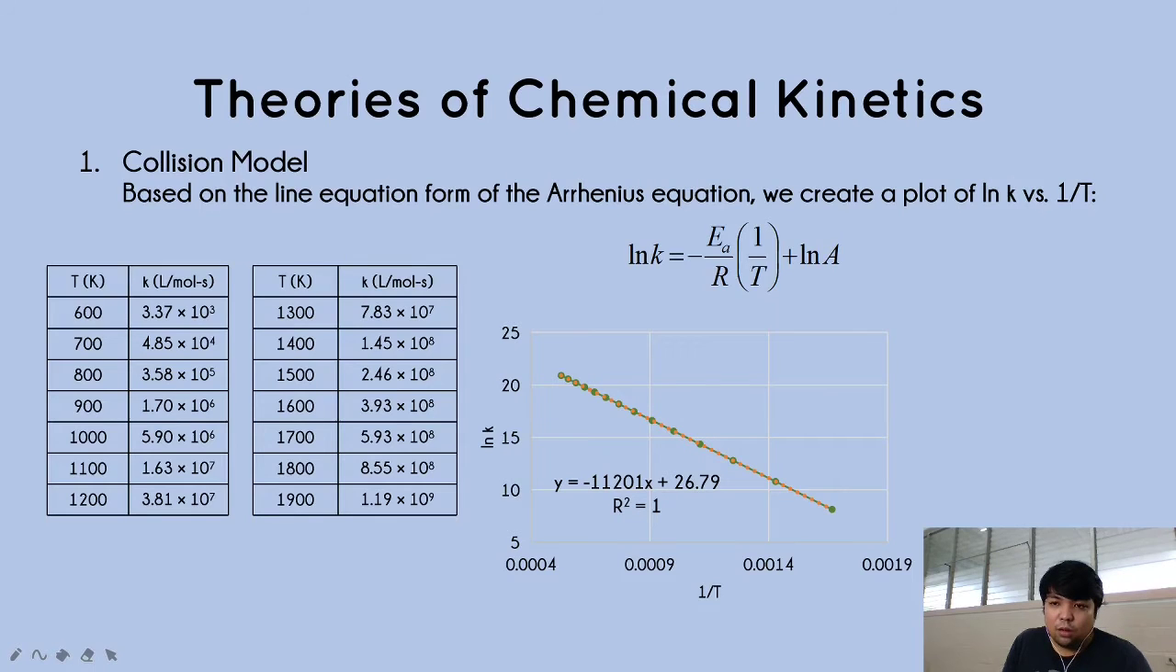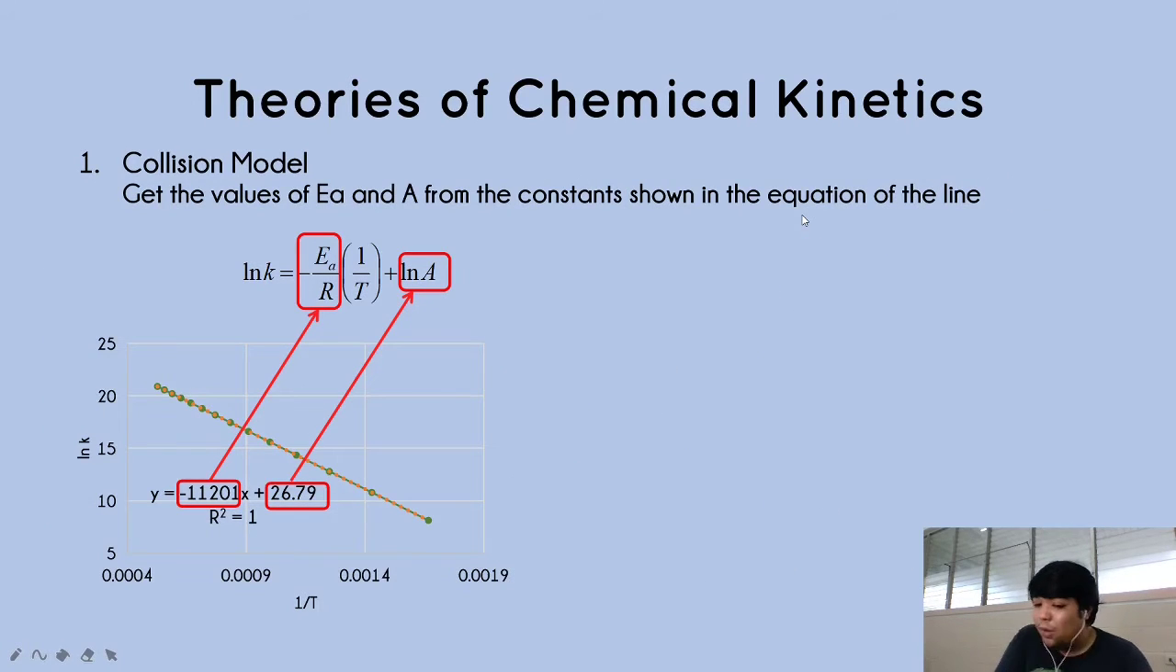I'll erase this one first. So how do we get our activation energy and our ln A? Now, from the slope, the value of the slope is actually this value, as I've indicated earlier, and the value for the y-intercept, which is your ln of A, will be this one. So from these values, you can get these and these. So how did we get that?